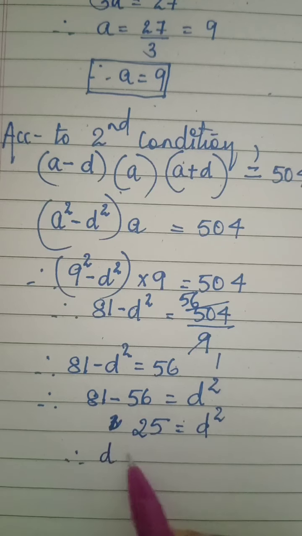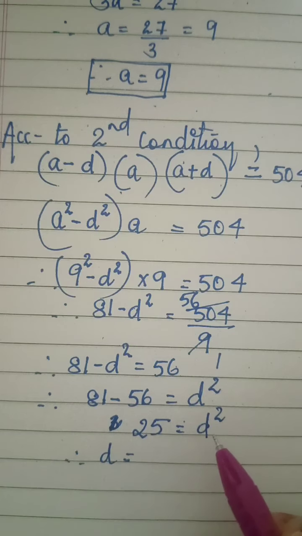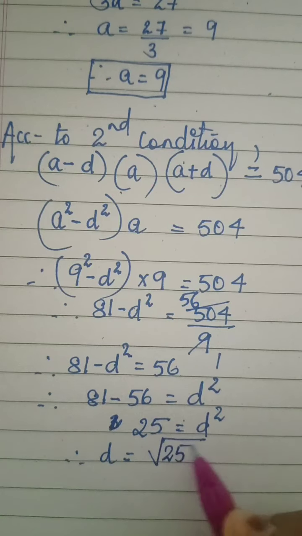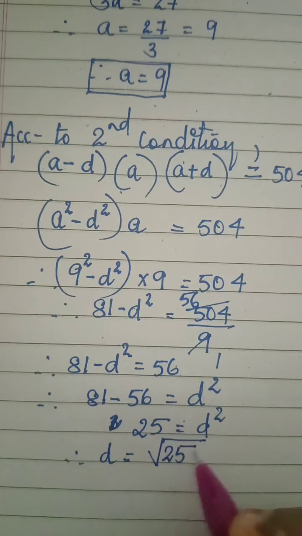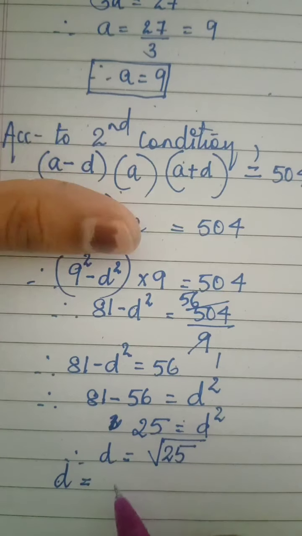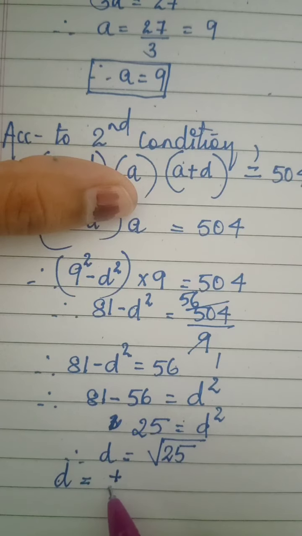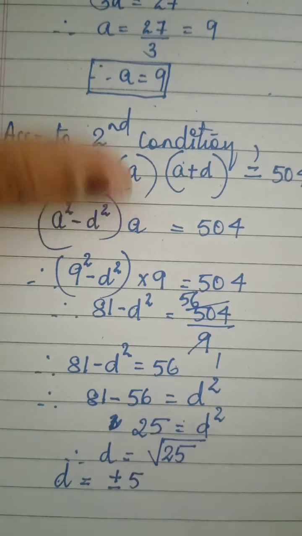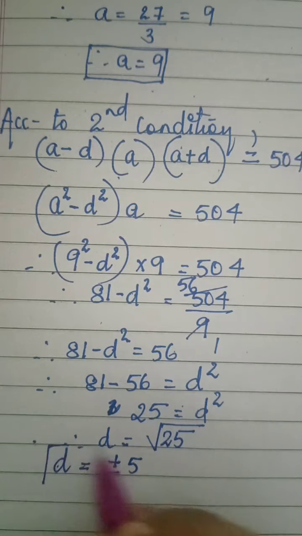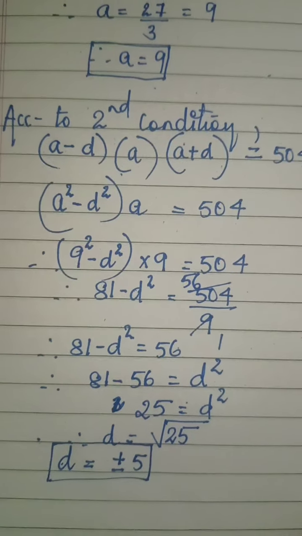So how much is D? Remember, the square goes to the other side as a root, root of 25. Every positive number has 2 roots, plus or minus 5. So D will have 2 values. D can be plus 5 or minus 5.